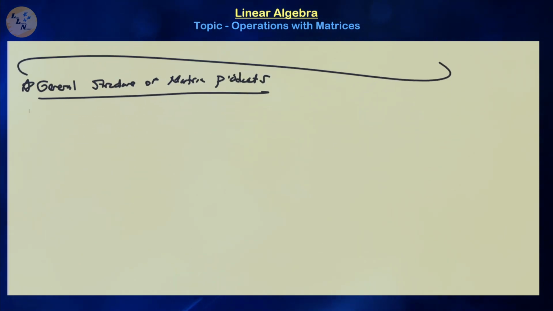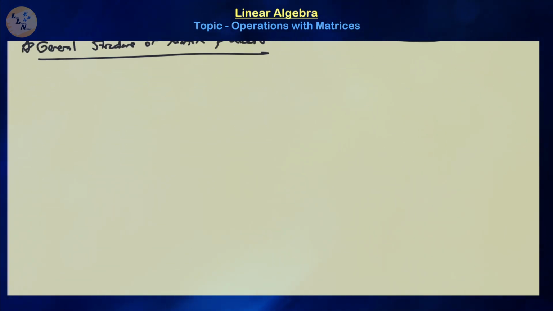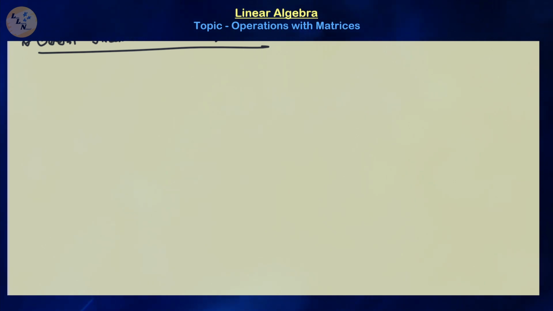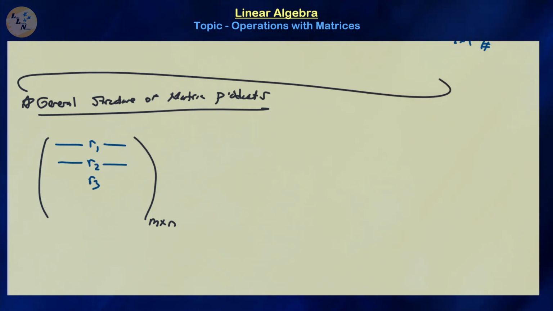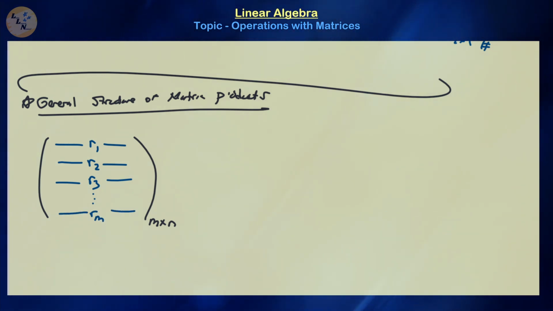Okay, so the general form of matrix products. We have, firstly, an m by n matrix, which is going to have a bunch of rows. So we have row 1, row 2, row 3, down to how many rows do we have? It's m rows, n columns. So each of these row vectors in this matrix has n columns in it.